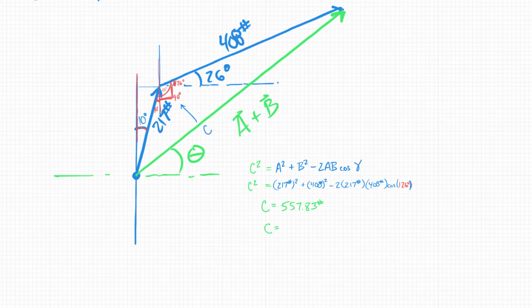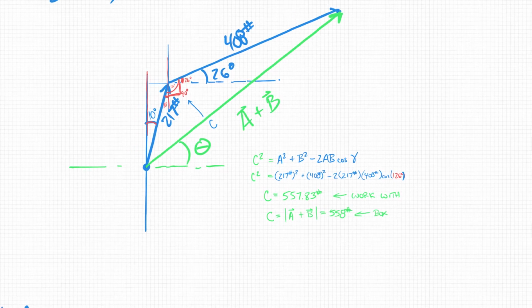Okay, so we always keep 5 significant digits, but we report 3, at least in this class. So C, or we could say the magnitude of A plus B. I'm not sure if that's how you would write that, but that's how I would write it. For reporting purposes, we would say 558 pounds. So this is the answer you're going to box, but the other is the answer you're going to work with.